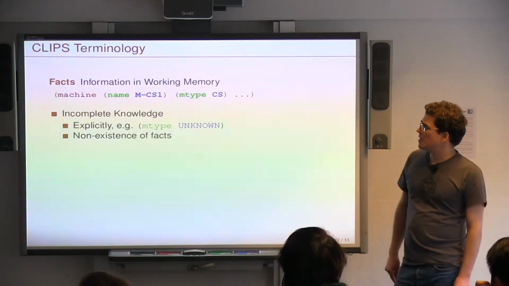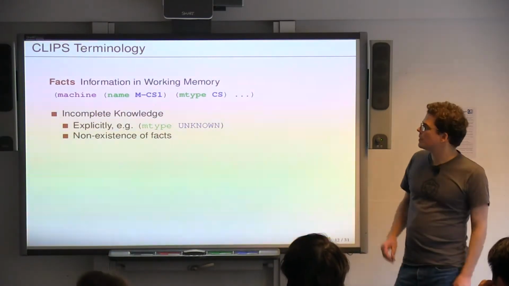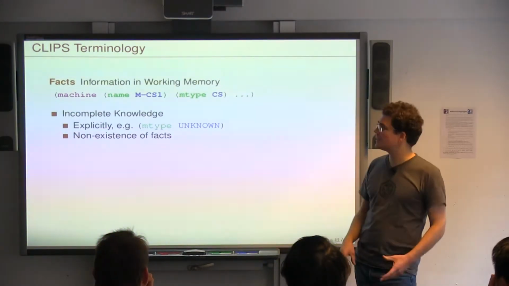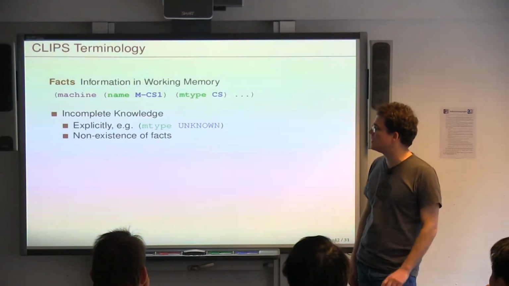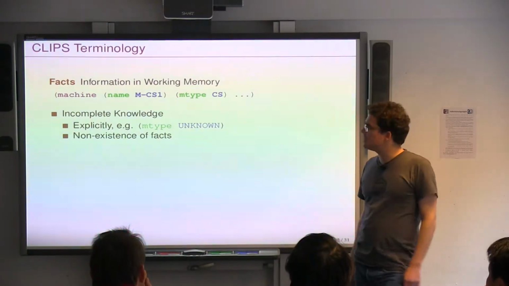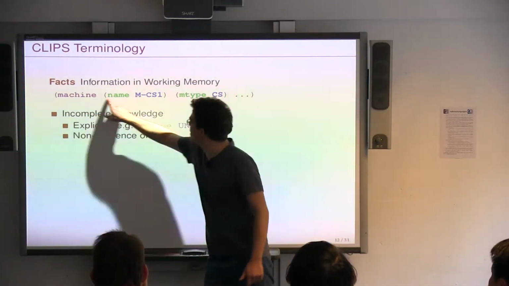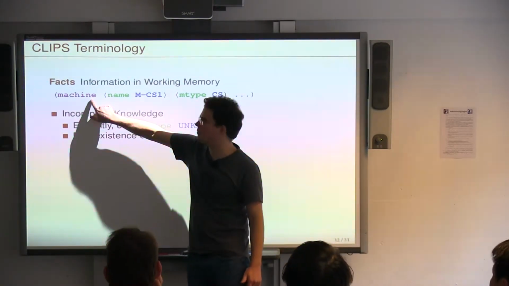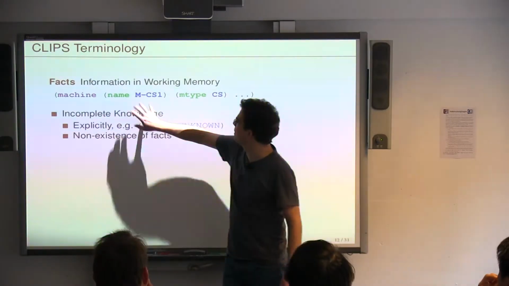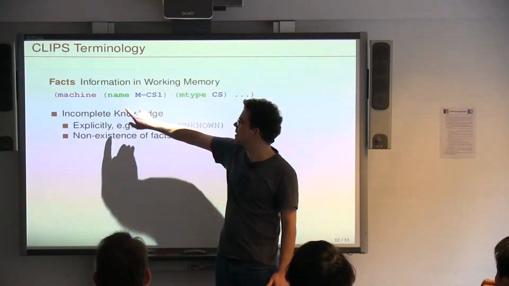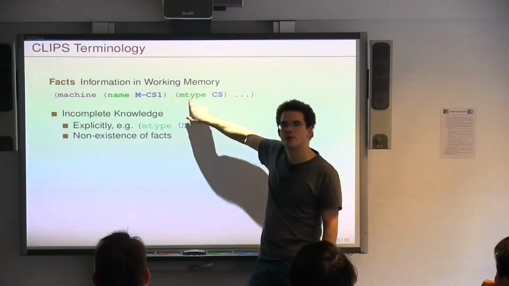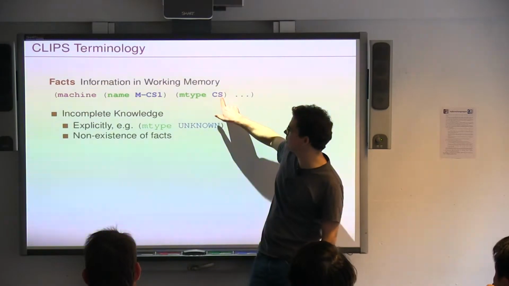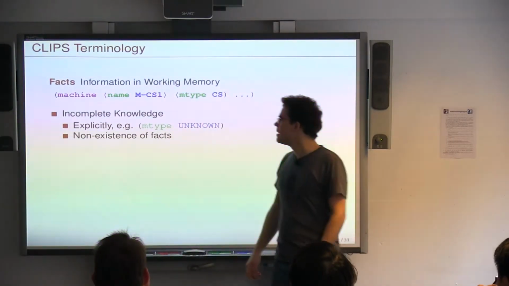So for the terminology, I want to introduce four important keywords for you. The first one is facts. So the fact, as I already said, is basically what is encoded in the knowledge base. This is a complete fact. Well, it's missing some attributes, but you can always see the name of the fact at front. So this is a machine fact. And then you have the attributes. The attributes are in green. So we have a name and a machine type. For example, in this example, the machine name is M-CS1, and it's a cap station, obviously.